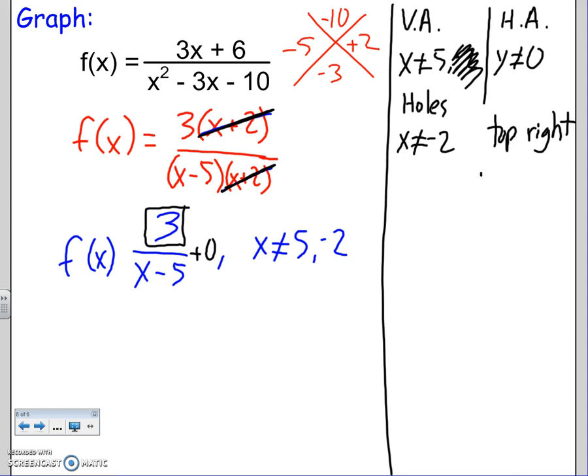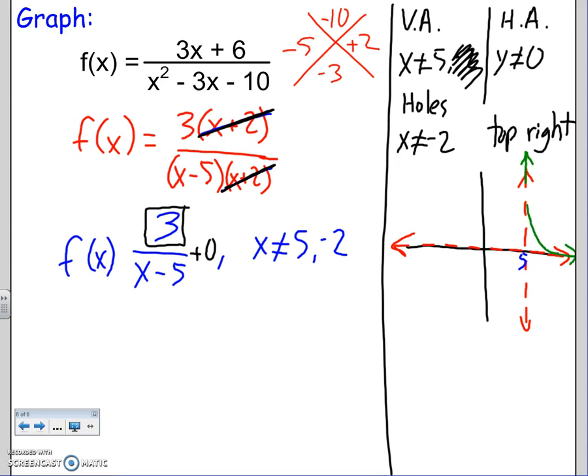So when I graph this, all that information in black, that's all I need. Do your asymptotes first. Vertical is up and down. X cannot be positive 5. So positive 5 is pretty close right here. There's positive 5. Y can't be 0. That's the x-axis. I do the top right. So it has to touch that, get on top of it. It has to get over there.